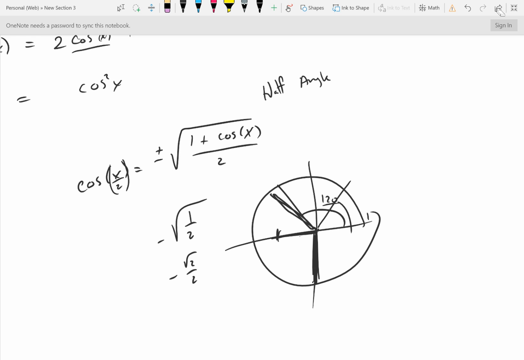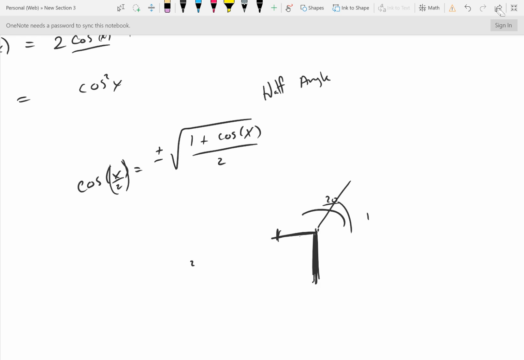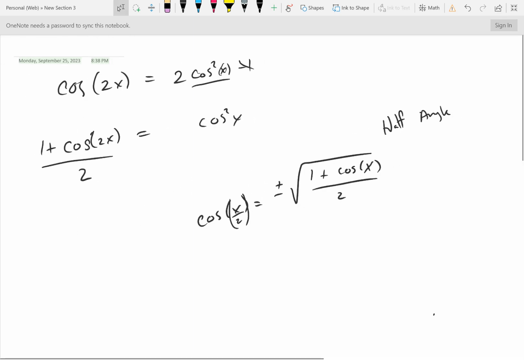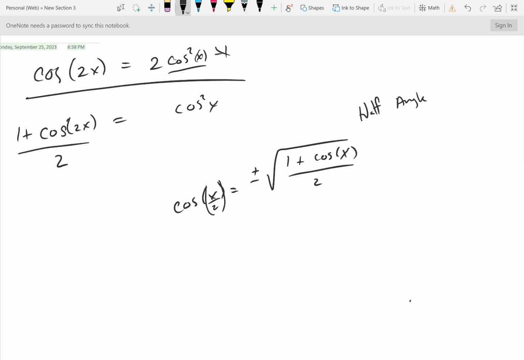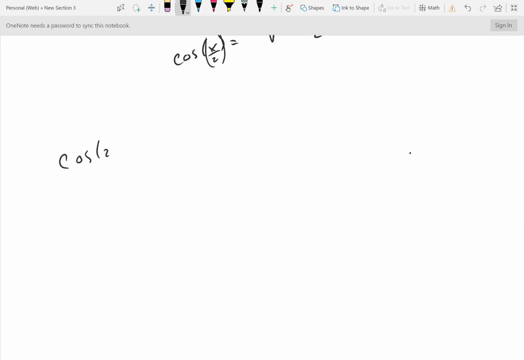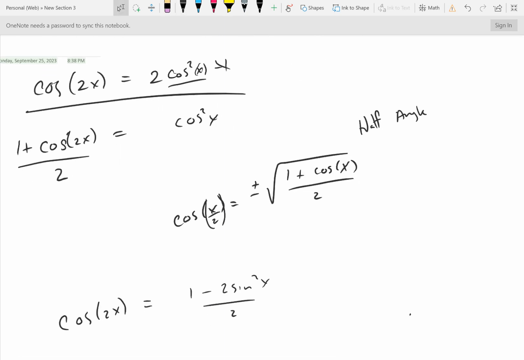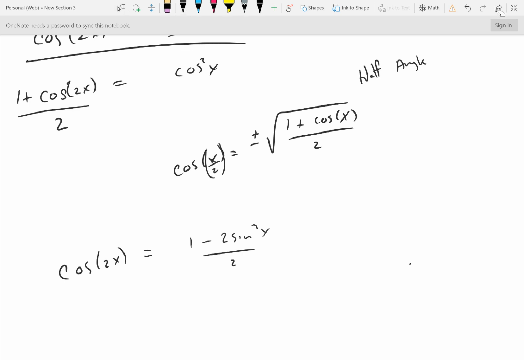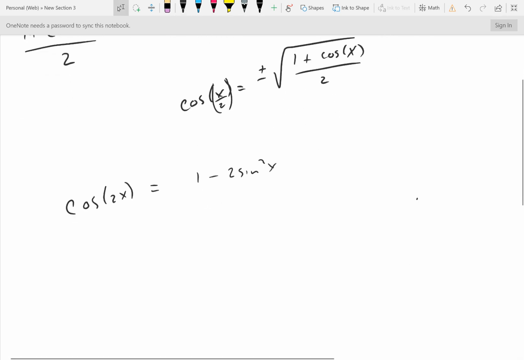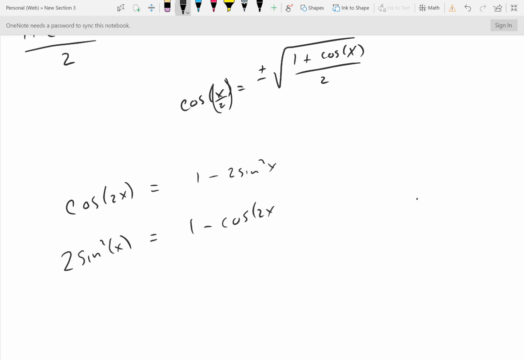We don't really do that a ton that way. But what we will do is substitute one of these for the other in a function. You do the same thing with sine. Cosine of 2x is equal to 1 minus 2 sine squared x. So I'm going to play musical chairs. So 2 sine squared x is equal to 1 minus cosine of 2x, divided by 2.